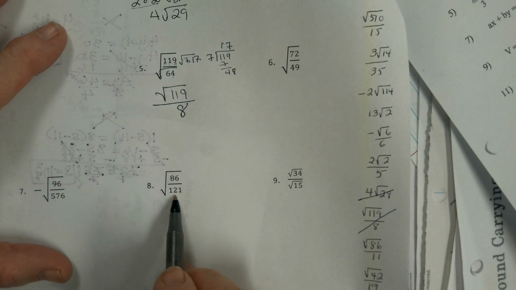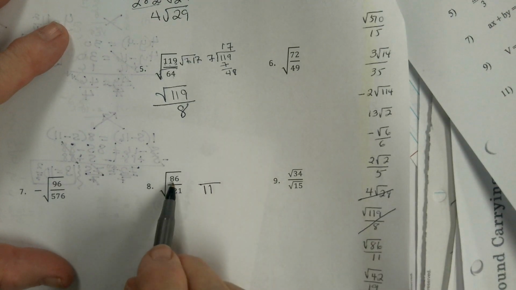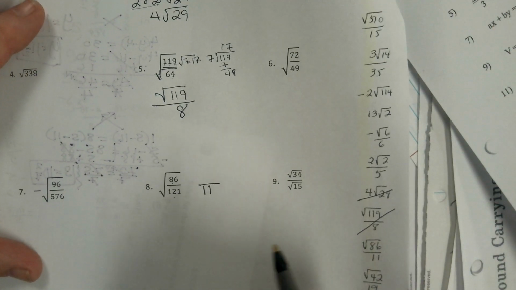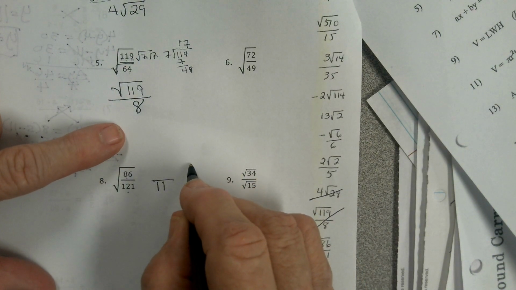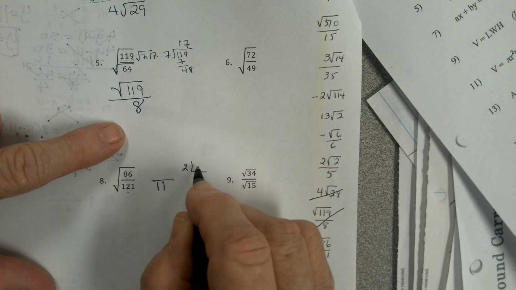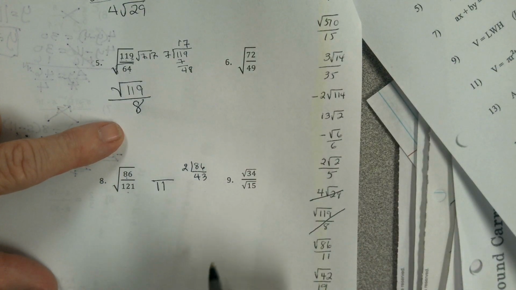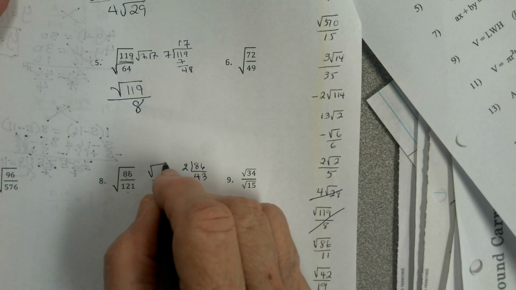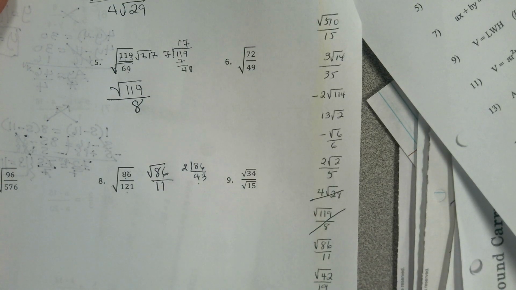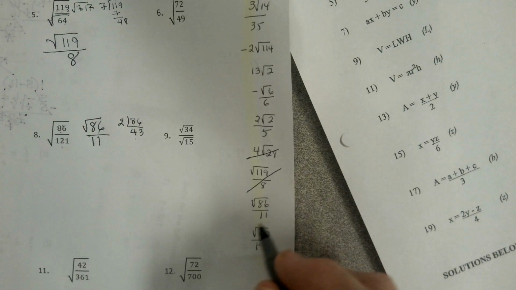Let's go ahead and look. Does 121 come out? Yes, we should know that one. That is 11. Now, let's see if there's any perfect number in 86. So I'll do my upside down division again, and you might want to use a lined sheet of paper. I'm going to start with 2 into 86 is 43, and I can stop right there. Is there anything else that goes into 43? No. So guess what? That stays in jail as 86 over 11. Is that there? Yes. Okay, that's right there.